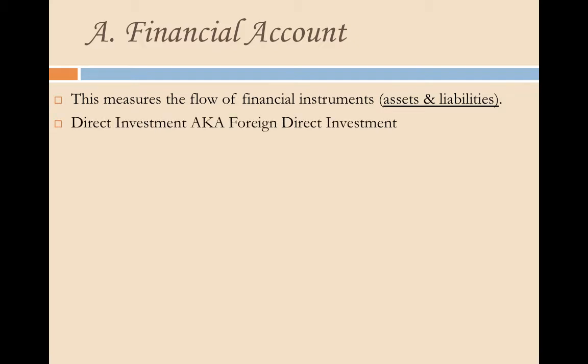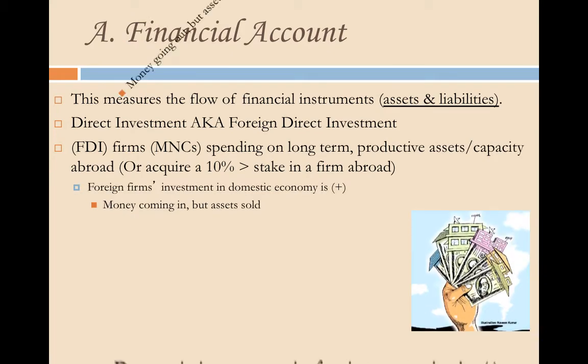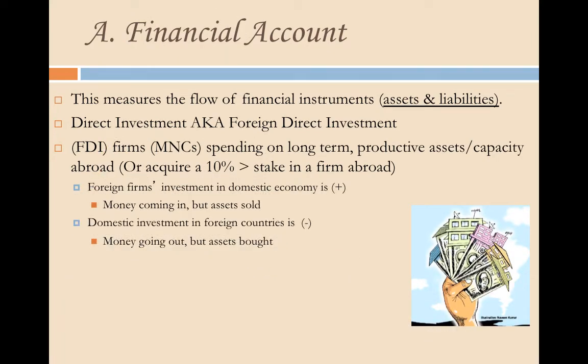And basically the first major component of the financial account is what's called direct investment or foreign direct investment. And there are two types of direct investment. It is when multinational corporations spend on long-term productive assets or capacity abroad. So for example, if Mercedes sets up a factory in the United States to build SUVs there, this would be an example of foreign direct investment because Mercedes is spending on capital goods in another country.